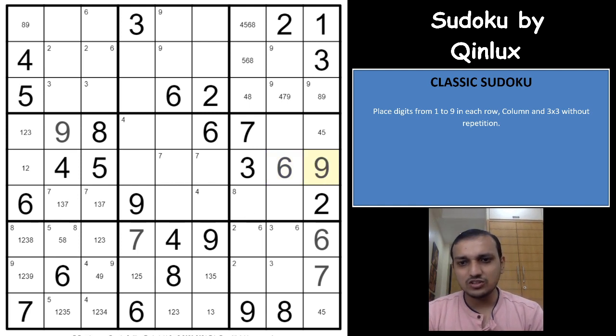What an excellent logic that was, guys. Excellent. The way this has been implemented in this Sudoku, I wouldn't say it could have been better. I would never say that, because this is the best way that Sudoku could be implemented.